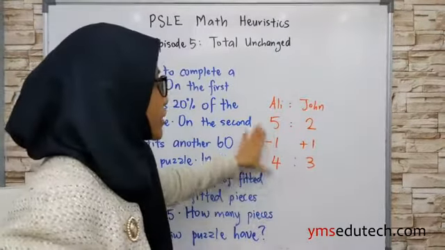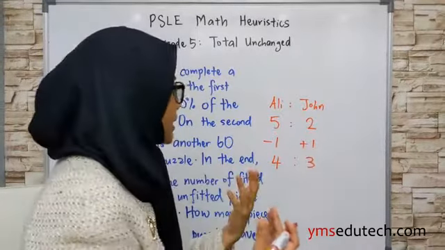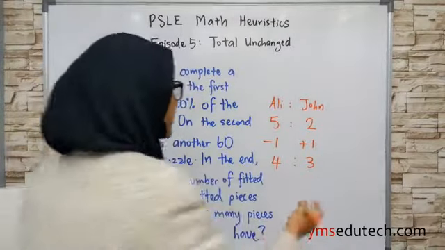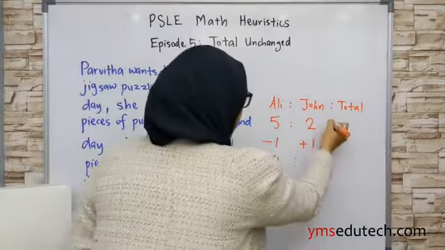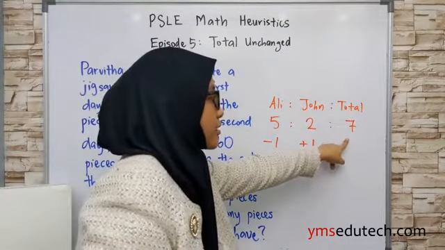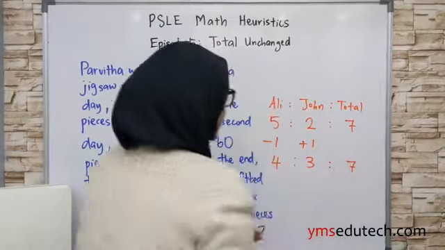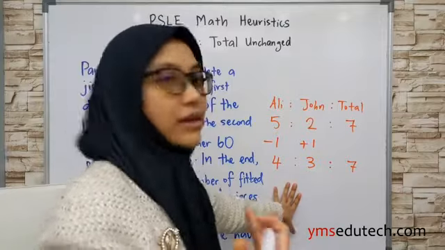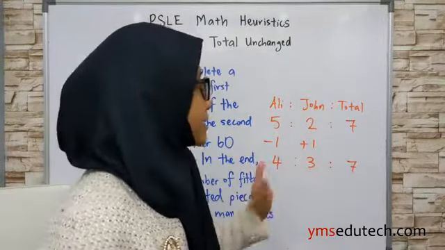So what do we notice here? We notice that the changes happen internally. It's only between Ali and John. So from here we can see that the total number of sweets remain the same. At first, the total number of sweets was 7, and after the exchange, the total number of sweets remain as 7. This is what I mean by total unchanged, because the changes involve internally, no external party involved.